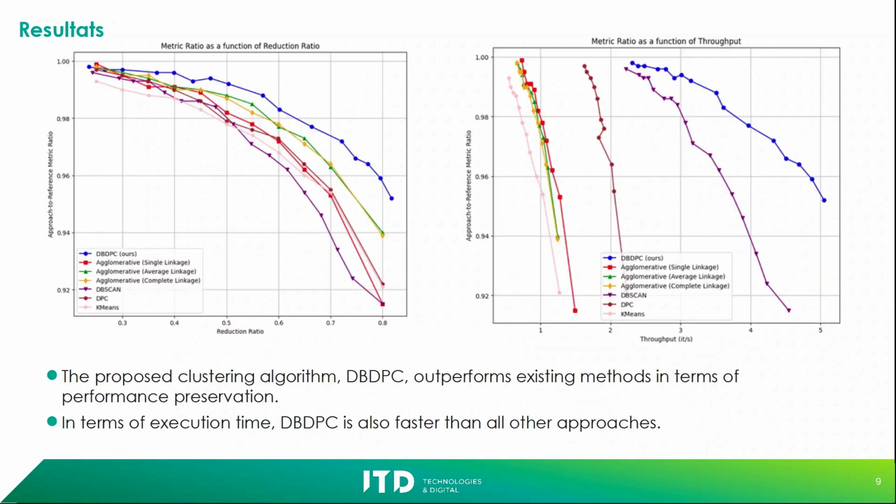Here we can see a comparison between our clustering algorithm and various other clustering algorithms applied on the task of visual token reduction. You can see that the same conclusions apply, as our algorithm outperforms other clustering algorithms in both performance retention and efficiency.